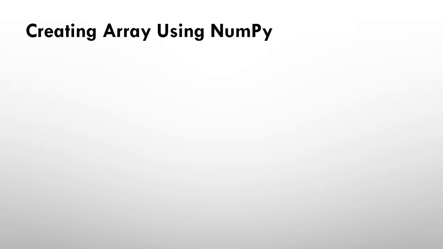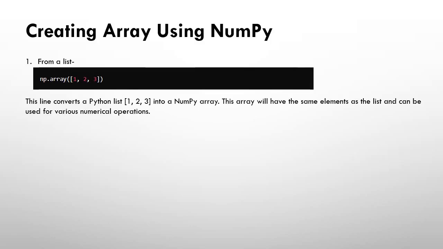So how can we create an array using NumPy? Starting from a list. This line np.array([1, 2, 3]) converts a Python list into a NumPy array. This array will have the same elements as the list and can be used for various numerical operations.